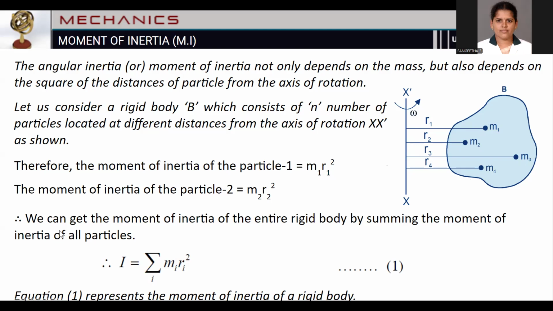So what will be the moment of inertia of the first particle? I1 is equal to m1 r1 square. Moment of inertia of particle 2 is m2 r2 square. Therefore, we can get the moment of inertia of the entire rigid body by summing the moments of inertia of all the individual particles. That is, I is equal to m1 r1 square plus m2 r2 square plus m3 r3 square, etc., up to mi ri square. Or in general, I is equal to summation of mi ri square. So this equation 1 represents the moment of inertia of a rigid body.